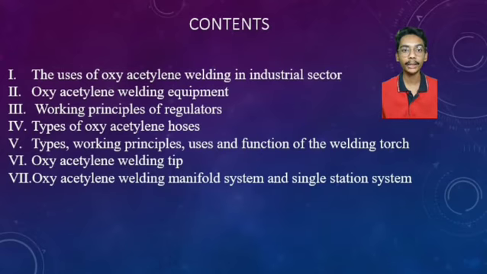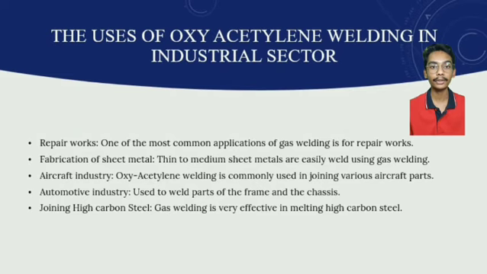Let's start with content number 1, which is the uses of oxyacetylene welding in industrial sector. The industrial sector uses this process in repair works. It is the most common one. Secondly, the industrial sector also uses this process in fabrication of sheet metal. Especially thin to medium sheet metals are easily welded using gas welding. Thirdly, the aircraft industry also uses this process. Oxyacetylene welding is commonly used in joining various aircraft parts.